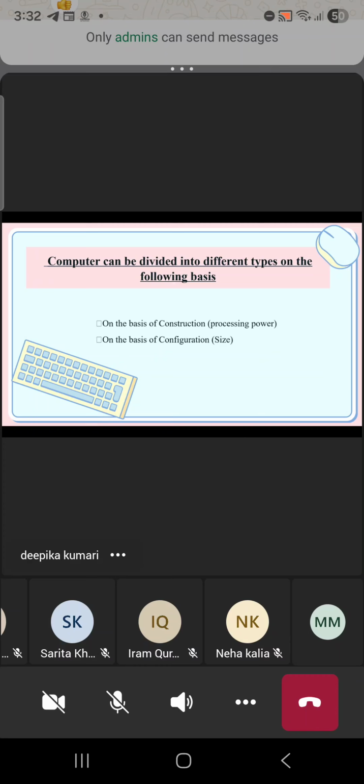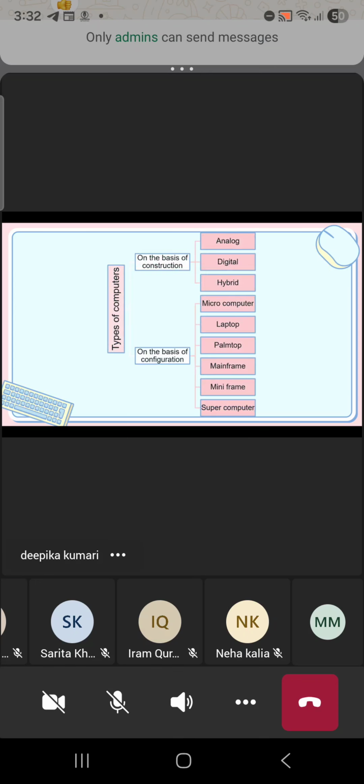Construction here means the processing power, how the computer works, whether it works on a specific field or a specific work, or we are working on various departments at a time. It can also be divided on the basis of configuration, that is size. Starting with the basics of types of computer, on the basis of construction, it can be divided into analog, digital, and hybrid computers. The analog computer is the initial computer, also called the analytical computer, which was invented by Charles Babbage in 1830.